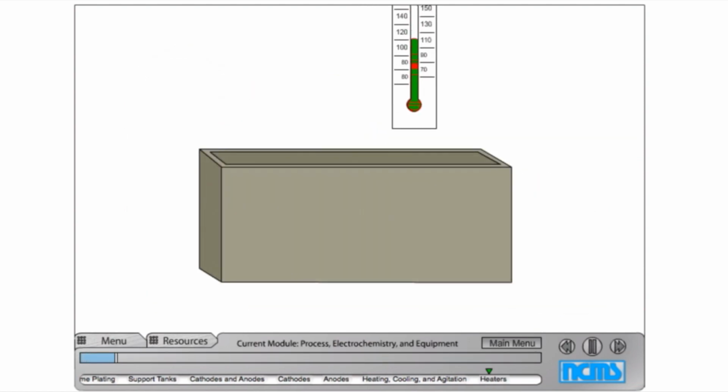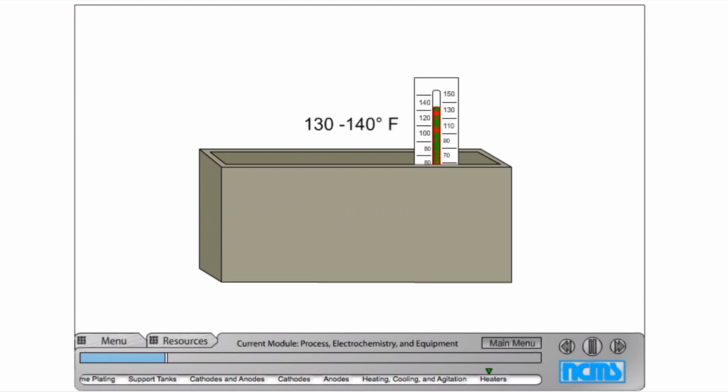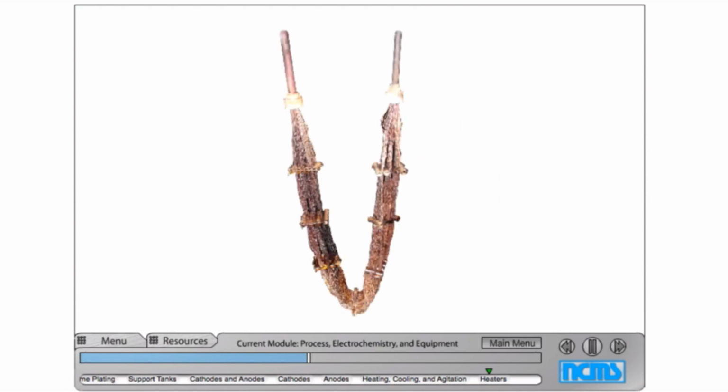Hard chrome plating baths have to be heated, usually to around 135 degrees Fahrenheit, because the process works best at that temperature. Various types of tank heaters are used to keep the solution warm, and like everything else, they must be able to withstand the harsh conditions in the tanks while maintaining an even temperature.